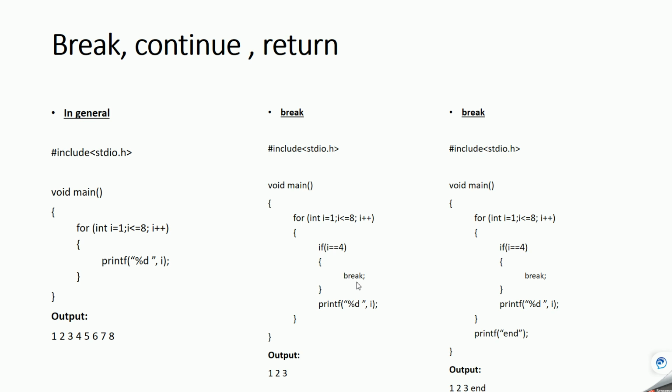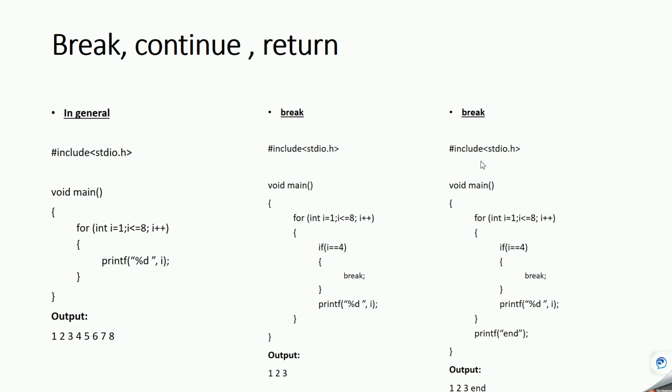So this line of code will get executed, break will get executed. When this break gets executed, the control comes out of this for loop and it stops executing, which means it will stop printing the numbers. So based on some situation, if you want to come out of the for loop, you can use the break statement.